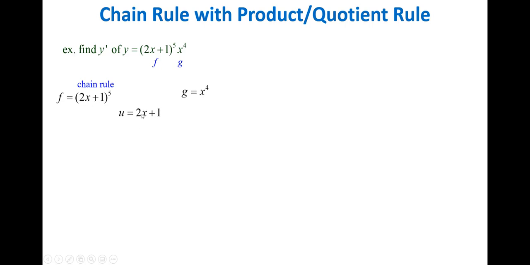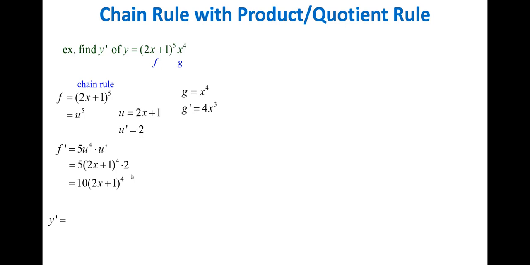u, the inner function, will be 2x plus 1. Therefore, this is u to the 5th. Then f prime would be 5u to the 4th times u prime. U prime is 2. Then substituting back in, this becomes 5 times 2x plus 1 to the 4th times 2. And I'll combine the 5 and the 2. 10 times 2x plus 1 to the 4th is f prime. G prime would just be 4x cubed.